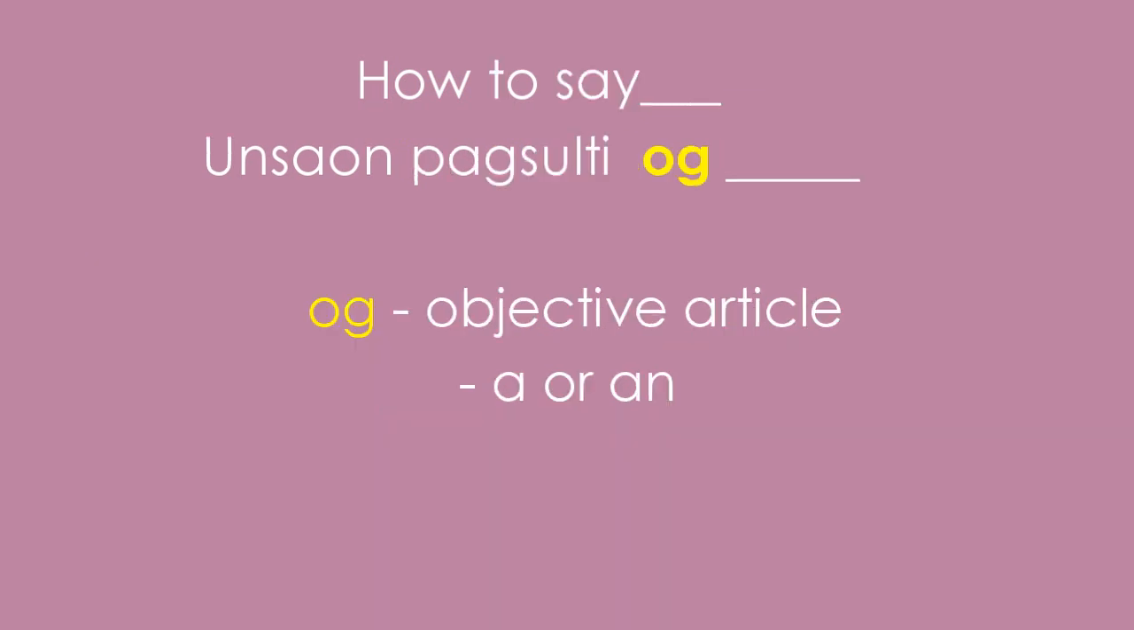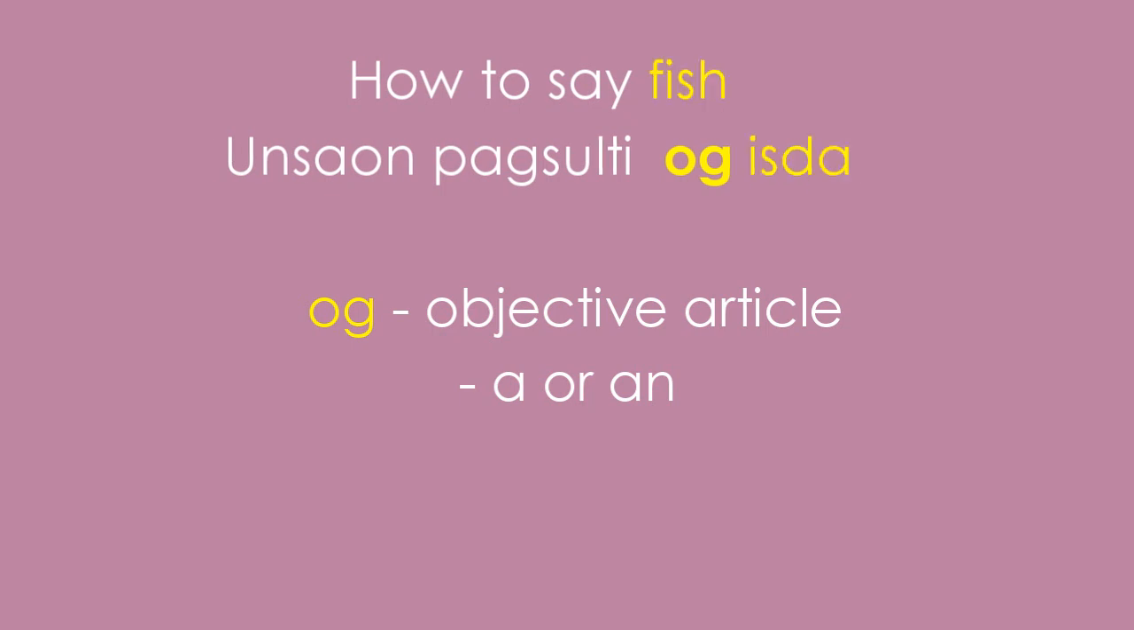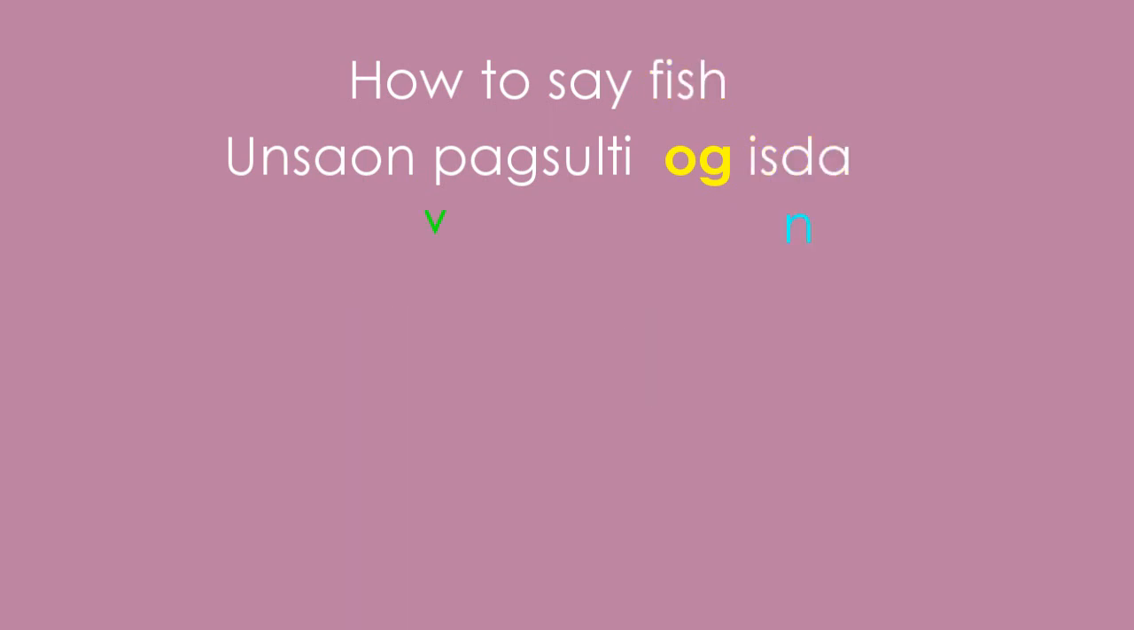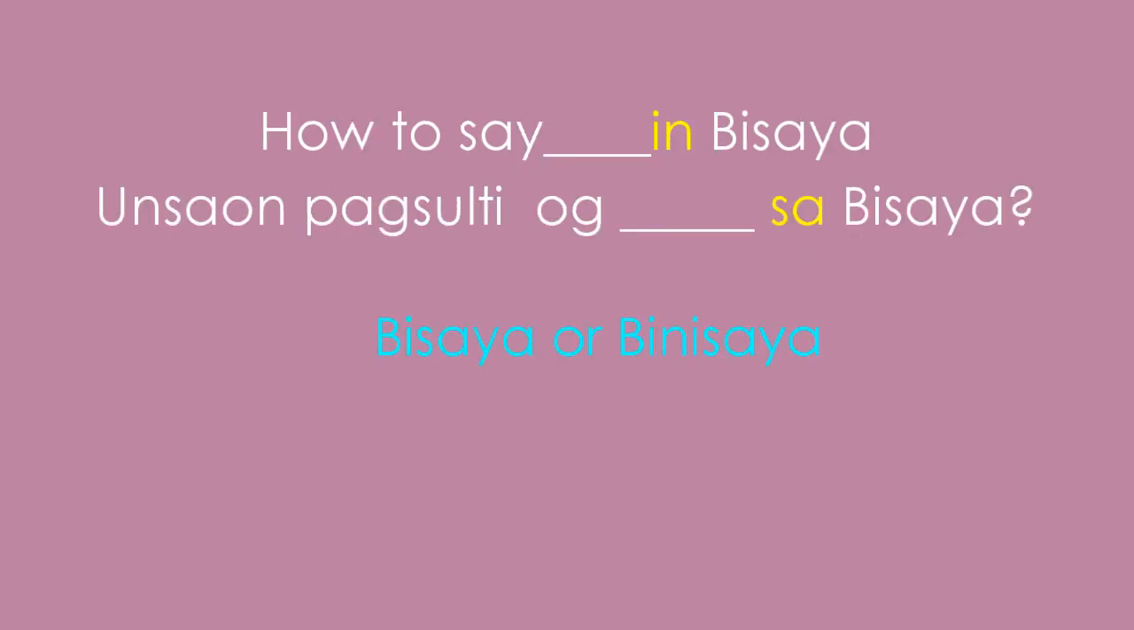Then we have og. Og is an objective article equivalent to a or an in the English language. You can see here, the og connects the verb to a noun and sometimes from an adjective to a noun. In is sa.